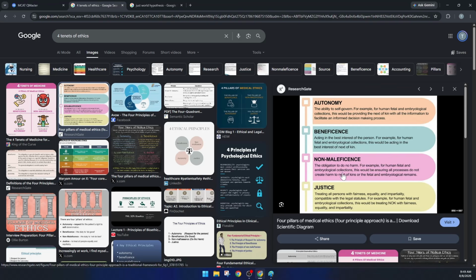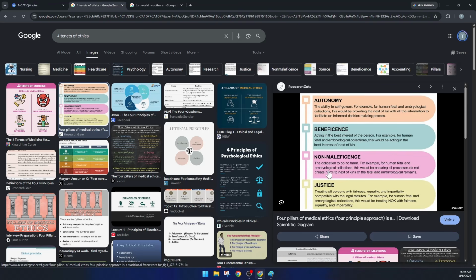For example, this is pretty obvious. Just don't harm anybody. Justice is treating all persons with fairness, equality, and impartiality, compatible with legal statuses. So all your participants, for example, I'm still giving research studies, are treated the same no matter their race, no matter their age, and so on. So in research, you might do randomization of the participants you have, and then you put them in their experimental conditions without discriminating against other people.